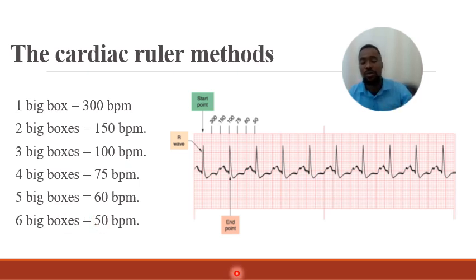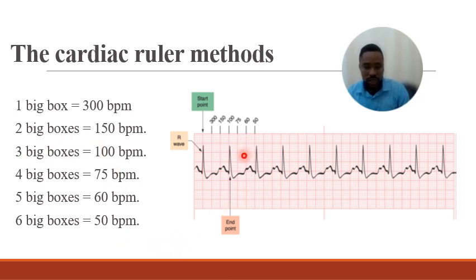You just need to count the number of big boxes between. Just like this one now. Looking at this, you can see that this is up to 3 boxes. This is 3 small boxes, and this is like 2, this is like 3. So I know that the rate of this should be like 100. If I want to calculate, I might get maybe 98, 99, but it's still like 100 because it's 3. You can see it here, 3.